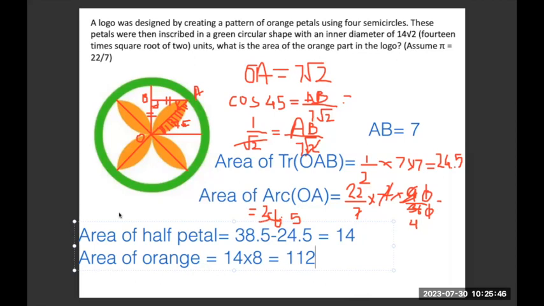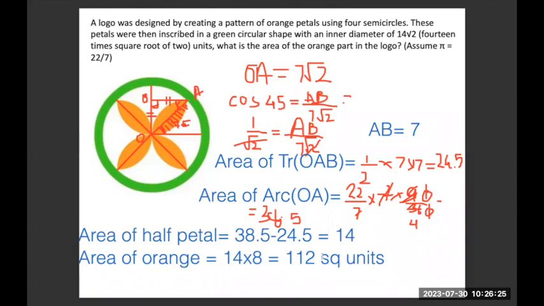Okay. So the correct answer is 112. Units are not given, so I'll say square units. 112 is the correct answer. Somebody had written in the chat box that 14 is the area of half petal. So you're correct midway to find the area of half petal. If you are answering for half petal, it was correct, but you have to find the area of the orange part here. The orange part is made up of 8 such half petals. So I will say 14 into 8, which is 112.